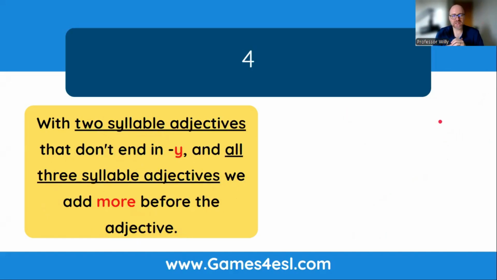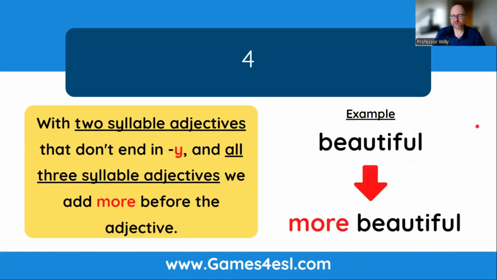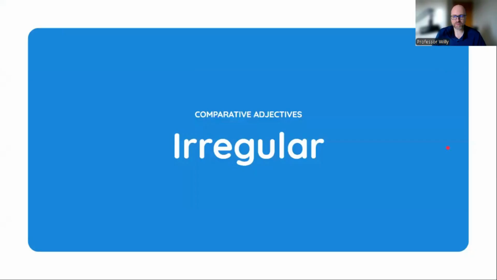With two-syllable adjectives that don't end in Y and all three-syllable adjectives, we add more. So beautiful, for example, becomes more beautiful, not beautifuler. Delicious is not deliciouser, it's more delicious. All of those kinds of adjectives that have two syllables and don't end in Y, and all three syllables or more. Four syllable words, five syllable words are not as common, but if they occur, then they're also going to have more.